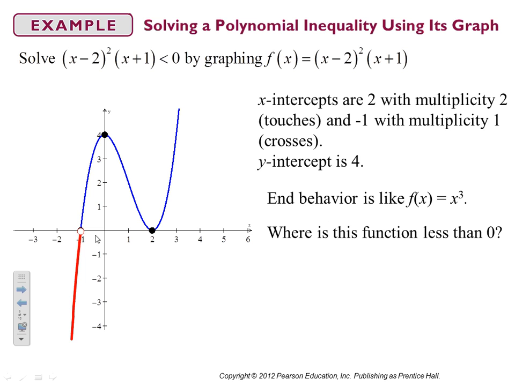Our answer, however, is not the y values. The answer is what are the x values that give us those y values. So when we write the answer, we're still, in effect, solving for x. For the x values from negative infinity to negative 1, not including negative 1, all of those x values give us y values that are below 0.